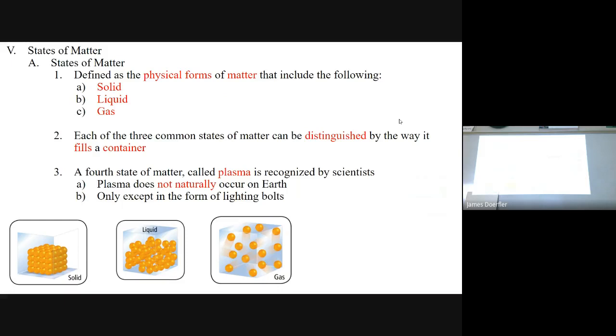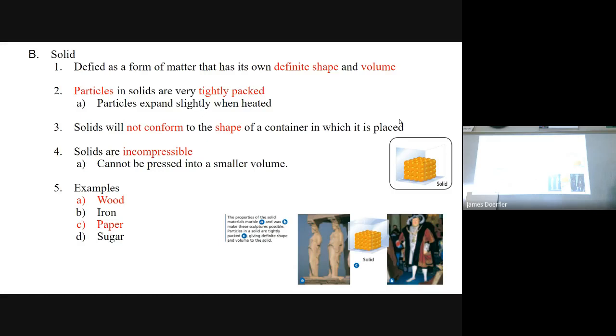So we're going to talk about these 3 types of matter. And then we'll end with talking about how these states of matter can change through various processes. We'll start with solid, okay? Solids have their own definite shape as well as volume. In solids, the particles, yes.